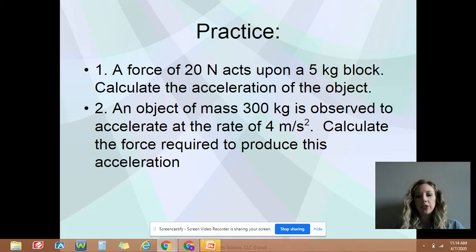here. Okay, so I have another sheet. So this one is giving you the mass and it's giving you the acceleration to calculate the force. Okay, so again, we're going to look at the same formula. So Newton's second law, force is mass times acceleration. So this is what we're looking at right here.